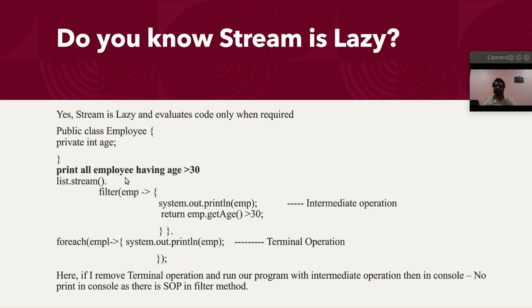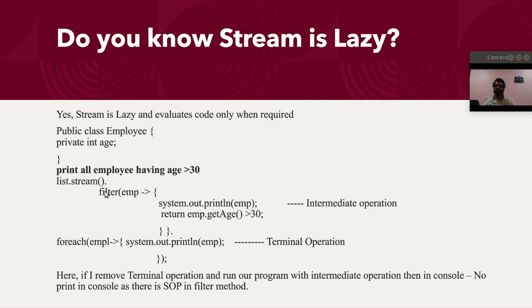So here I want to print or filter all the employees having the age greater than 30. So how can we do it with the stream API? First of all, let's say that all these employee objects are stored in a list. So this is the list.stream. We have to convert this list to a stream by calling the stream method, and then stream dot filter.